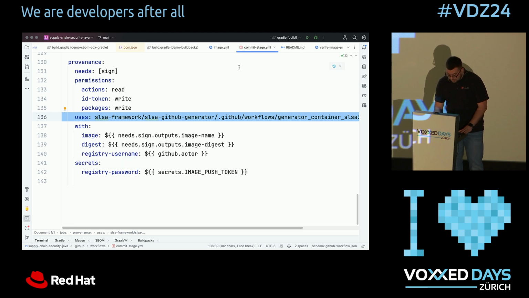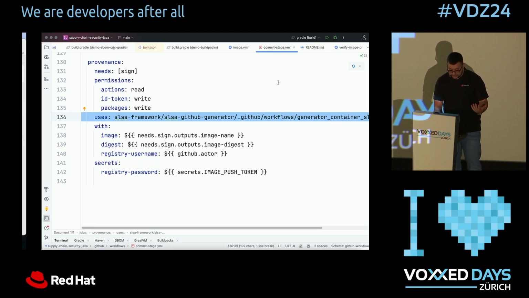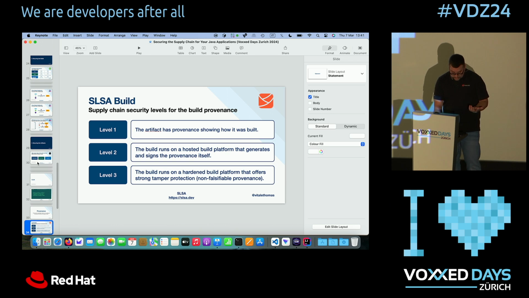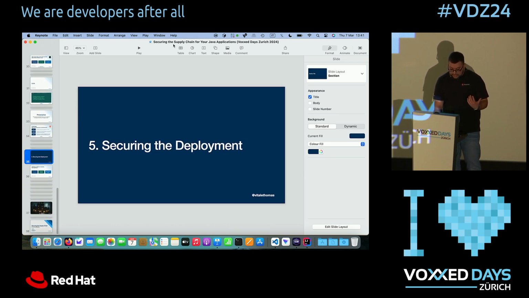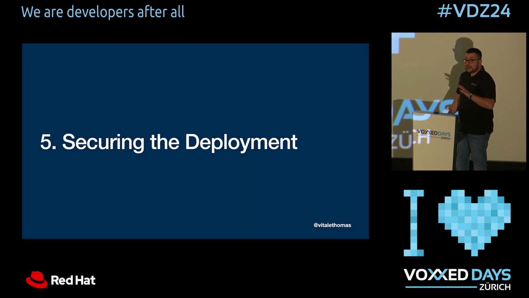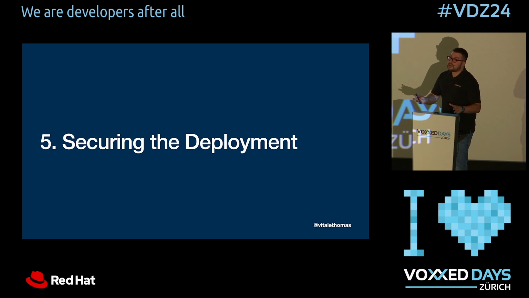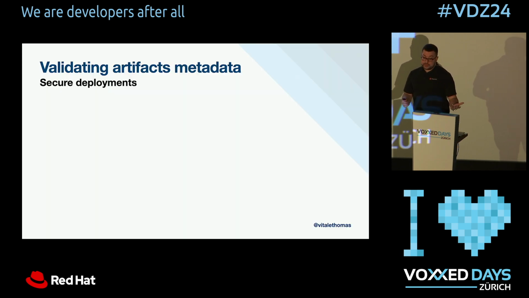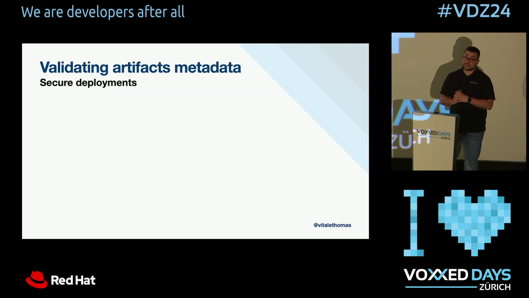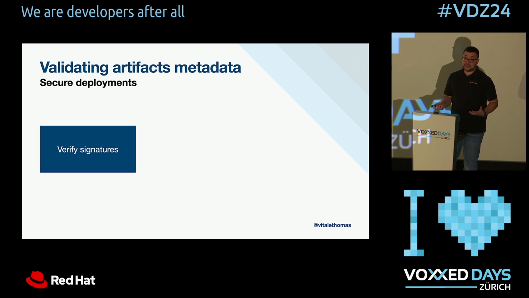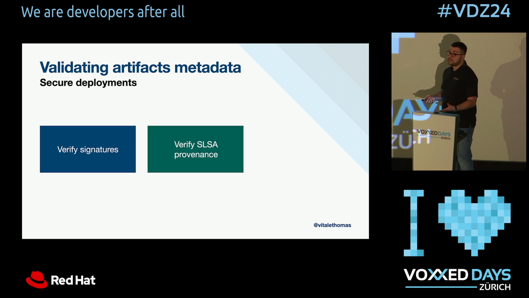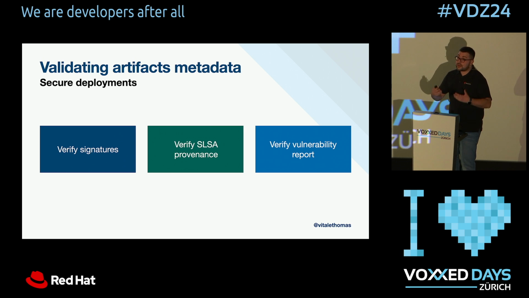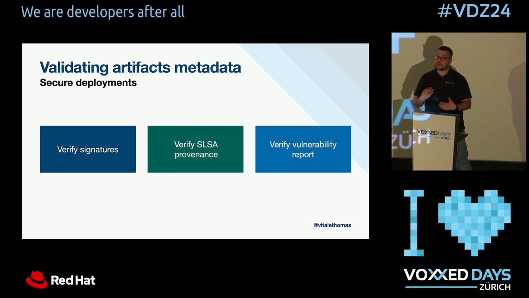And finally, of course, I need to validate all this information. This is like with SBOM. Just doing this doesn't really help if we don't then take all this metadata and apply some policies around it. So we want to validate all these artifacts' metadata. We want to verify the signatures, we want to verify the SLSA provenance, and we want to verify the vulnerability report, because we can also generate this vulnerability report, sign it, and attach it to our container image.